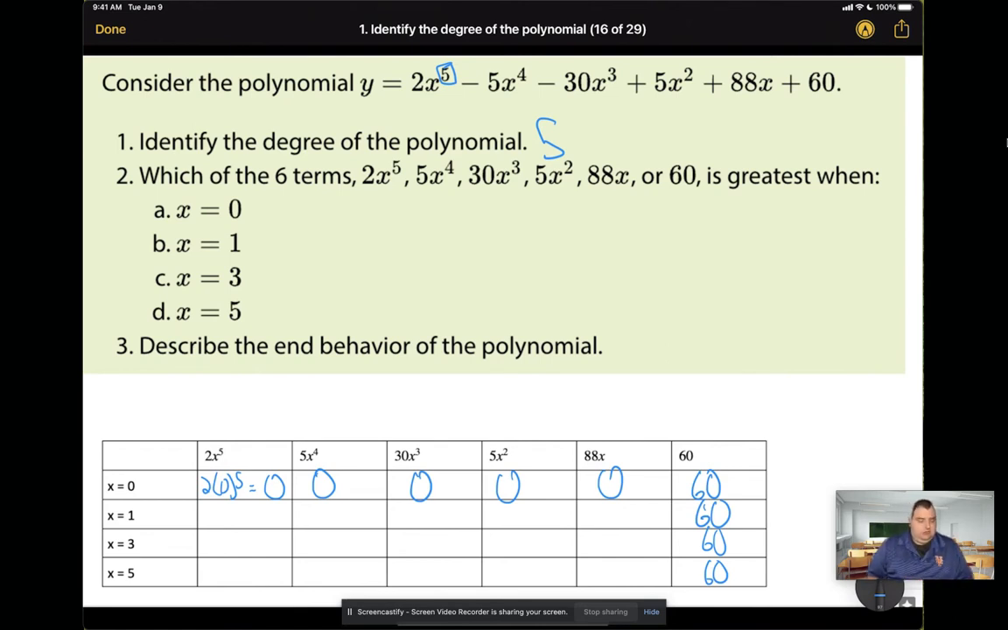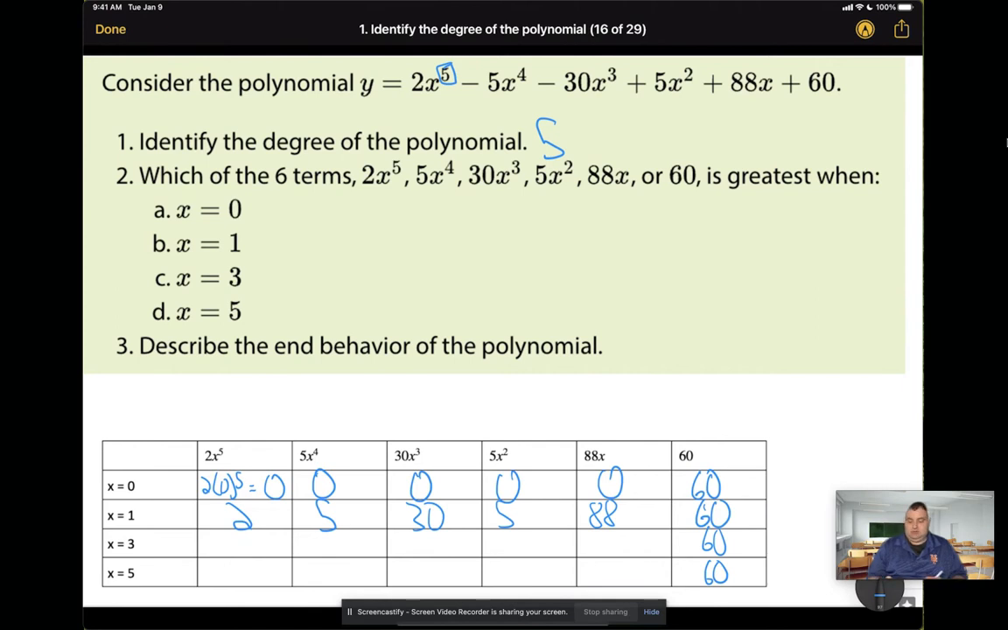So let's do x equals 1 now. So 2x to the fifth, so I want to do 2 times 1 to the power of 5. That's going to be 2. And then 5 times 1 to the power of 4, so that's going to be 5. This is going to be 30. This is going to be 5. This is going to be 88, because 1 to any power is 1.